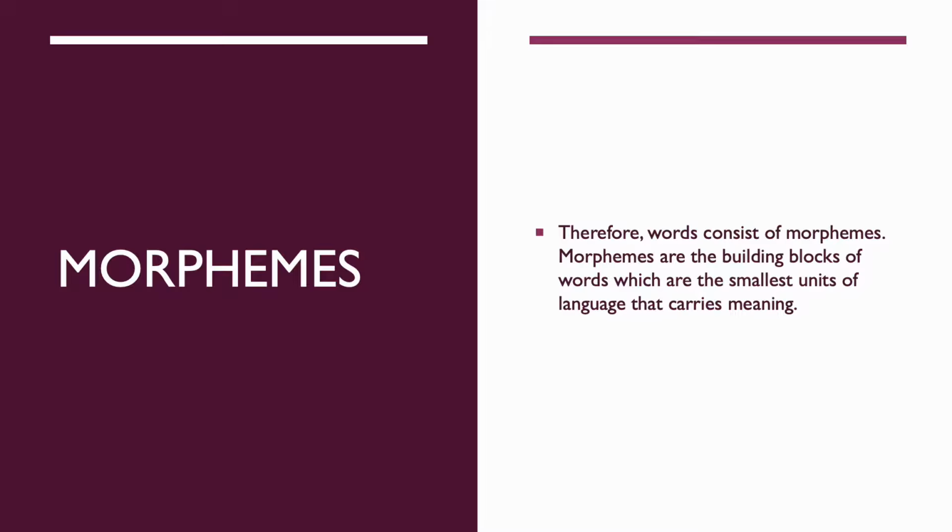Therefore, words consist of smaller units that are called morphemes. So words consist of morphemes. Morphemes are therefore the building blocks of words, which are the smallest units of language that carry meaning.